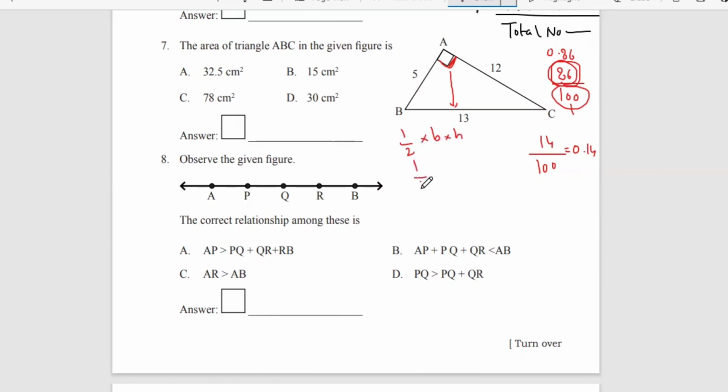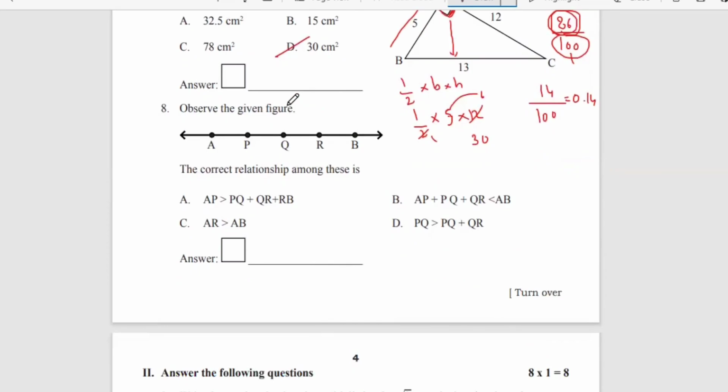As we know, the area of a triangle formula is half into base into height. So half into, now which is our base? AB is our base and height is 12. So 2 ones are 2 and 2 sixes are 12. So 5 sixes are how much? 30. Our answer is 30. That is option D, the right answer.